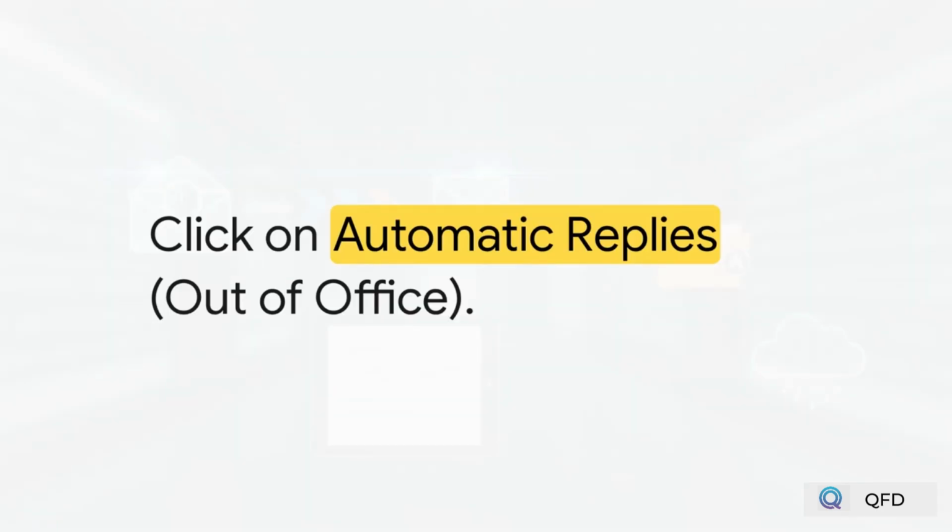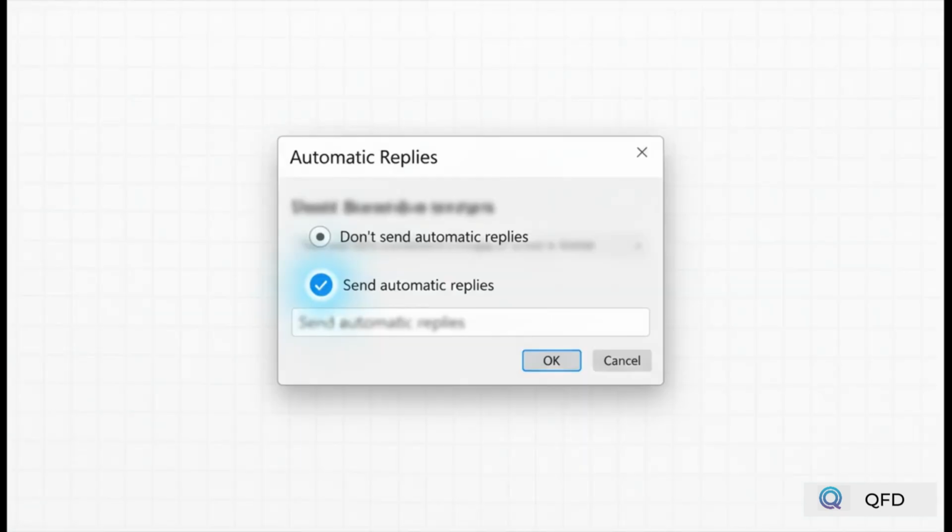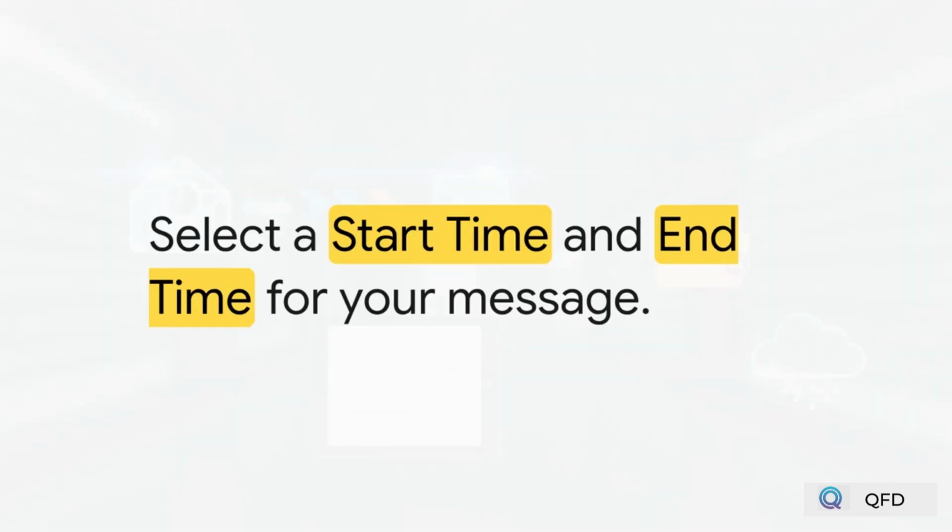From there, you'll click on Automatic Replies, which you might also see as Out of Office. A new window will pop up. Just make sure you select the Send Automatic Replies option. You'll want this to run only while you're away, so just pick a start and end time.